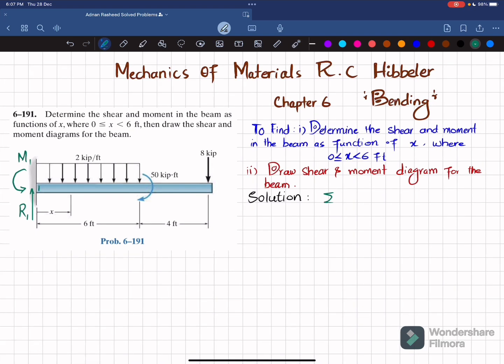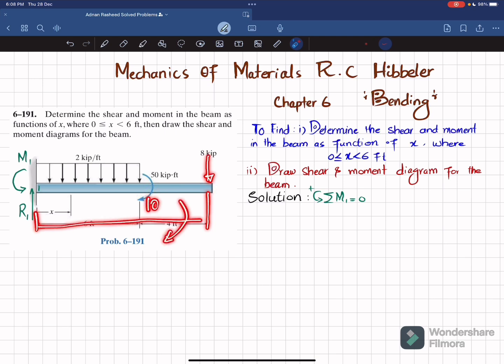So the first equation of equilibrium is that the sum of all moments about point 1 is equal to 0, taking the counterclockwise moment as positive. About this point 1, one moment will be due to this 8 kips load, and the perpendicular distance is this 10 feet. This is producing clockwise moment, so it will be negative. So I will write minus 8 into 10.